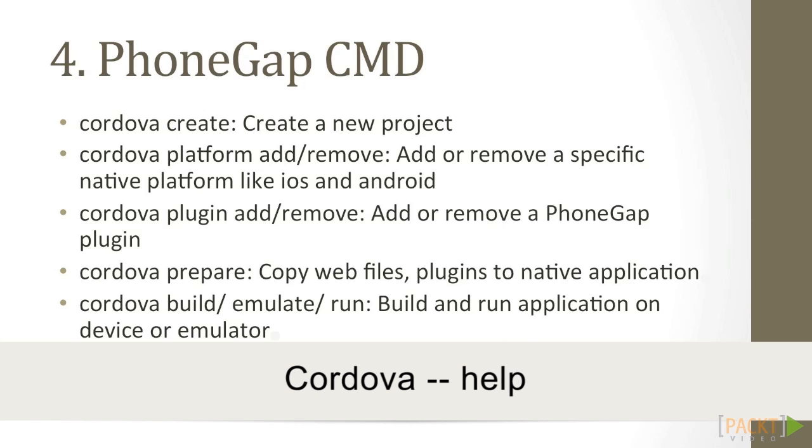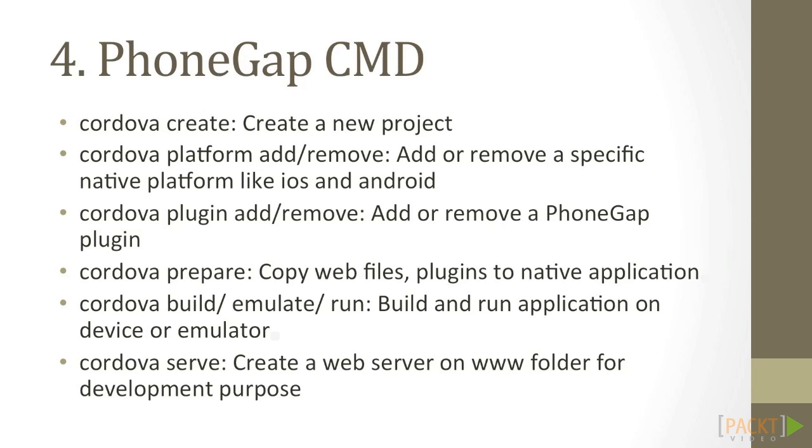The PhoneGap platform has a series of commands that help our development. In the terminal, type cordova --help, and you will see a list of commands. Here are some useful commands. The cordova create command, which we've used before, creates the basic structure of a project. The cordova platform add/remove commands are used for adding or removing mobile platforms. The cordova plugin add/remove commands are used to add or remove a PhoneGap plugin.